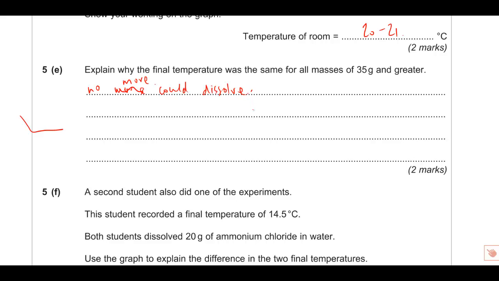No more could dissolve. No more ammonium chloride could dissolve. Therefore, no more heat absorbed. So this endothermic reaction, the heat being drawn into it, the energy, which is what makes it cold when the dissolving occurs, energy is drawn in. That obviously cannot occur if it gets to a point where there is no more dissolving. So therefore no more energy change.